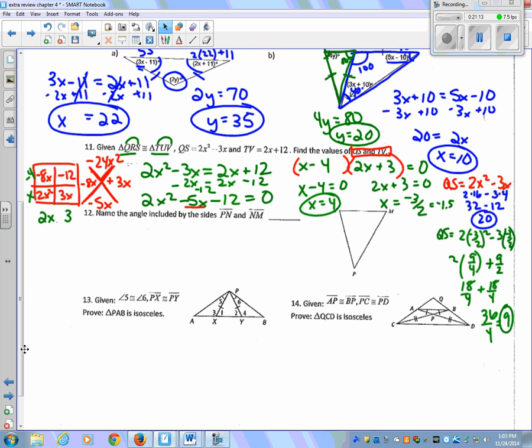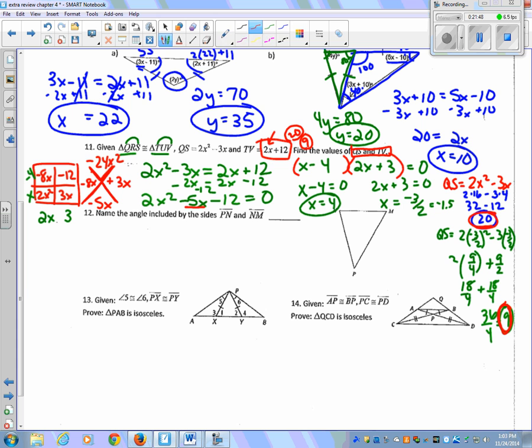Now, when you plug in both of these, I'm not going to do it right now, but this is the easier one. Plug in 4 right here. You're going to get 2 times 4 is 8, plus 12 is 20, which is what we wanted it to be. And then also if you plug in negative 3 halves, you're going to get negative 3 plus 12, which is 9, which is what we wanted it to be here. Just match these. So your two answers are 20 and 9.